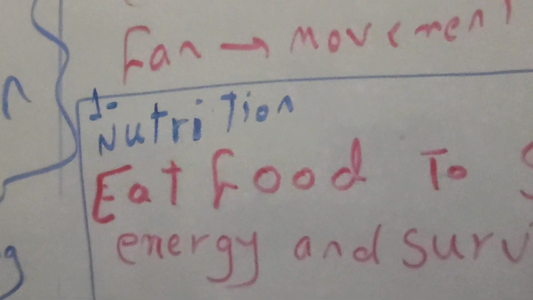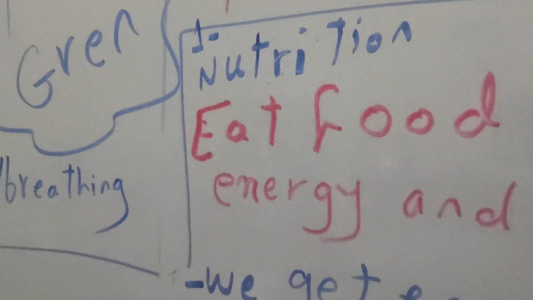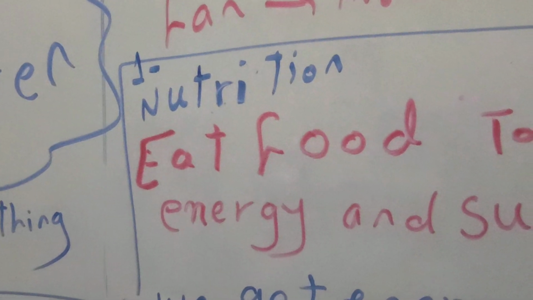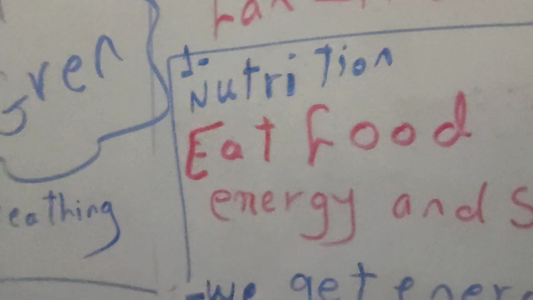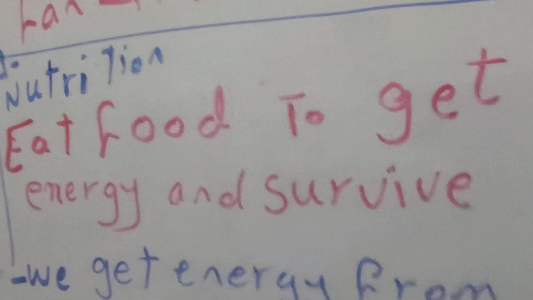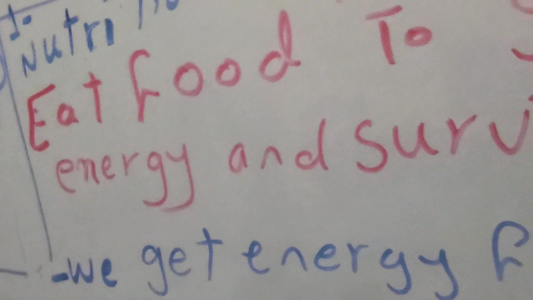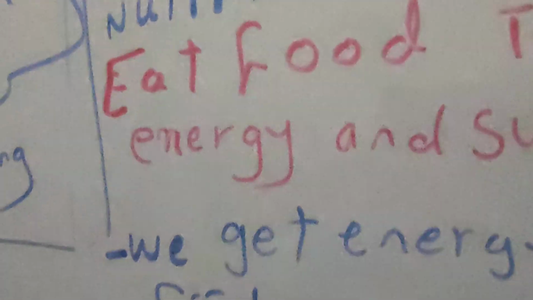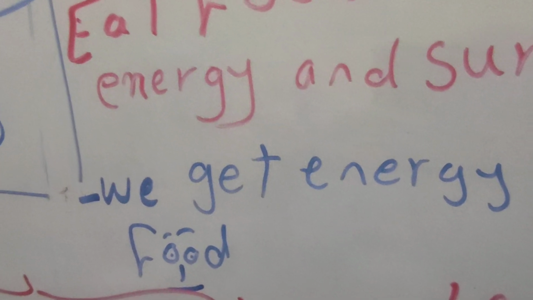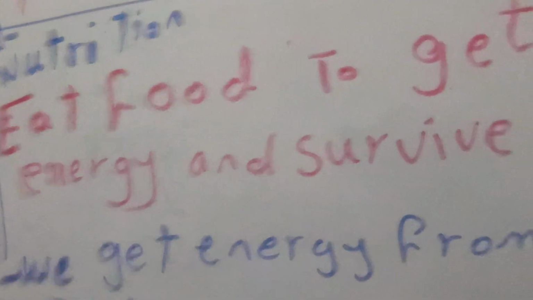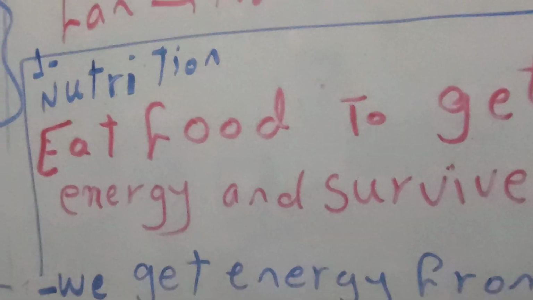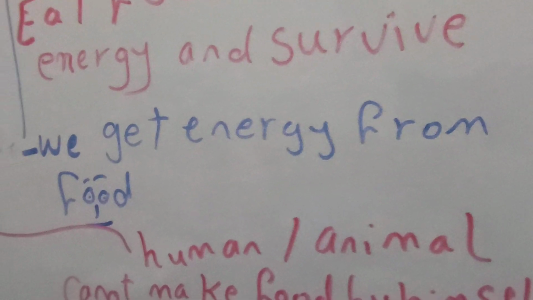Again, let's start with the first of the life processes. And the life process is called what? Nutrition. It means eating food to get energy and survive. People eat food to get energy and survive. Survive is the opposite of death. We get energy from food.